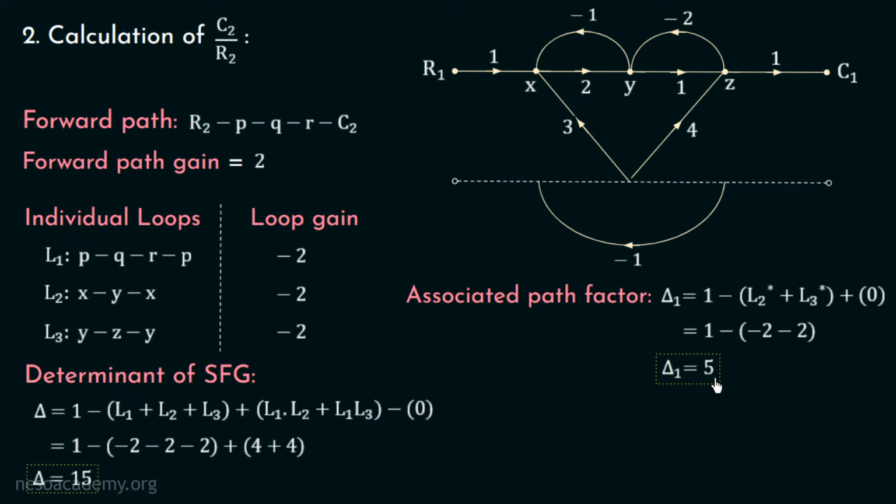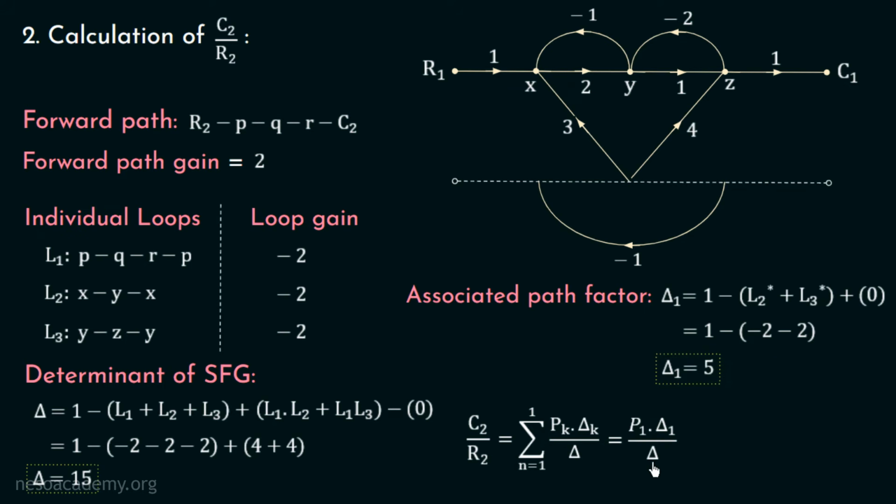We will now put all these values in the Mason's gain formula in order to calculate the transfer function C2 over R2, which is equal to summation from k equal to 1 to n of pk multiplied with del k over delta. In this signal flow graph too, we have only one forward path, and that's why the value of n is equal to 1. Now, if we open this summation, we will have C2 over R2 equal to P1 multiplied with del1 over delta.